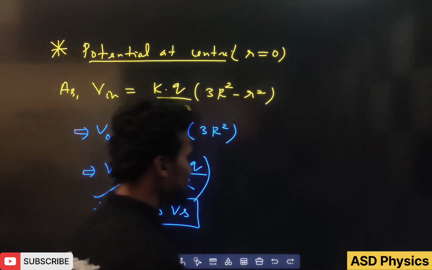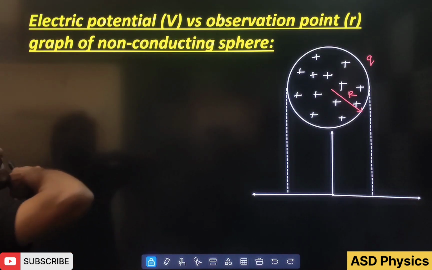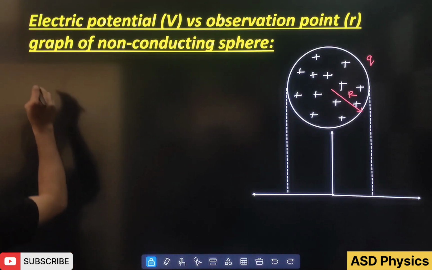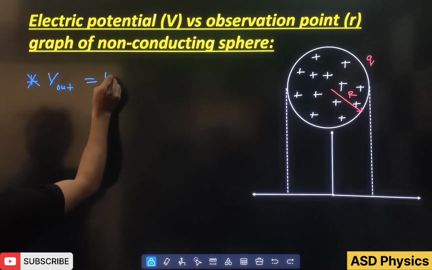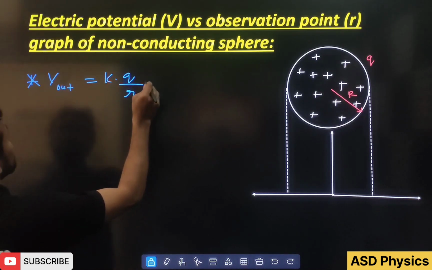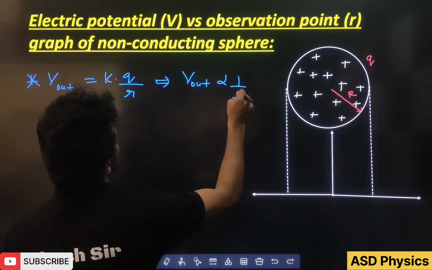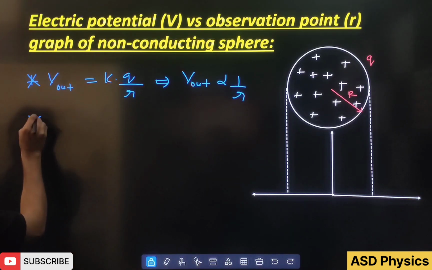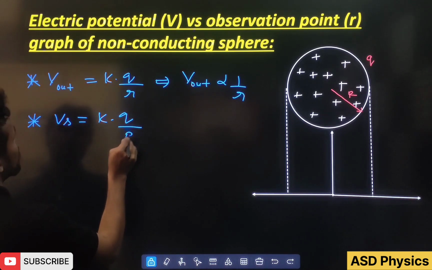Okay, great. Now students, after that we are going to see the graph: electric potential versus observation point for a non-conducting sphere. Again I am telling you, outside the value is K into Q by R. Remember that this V out is inversely proportional to R. Surface, same story: K into Q by R.